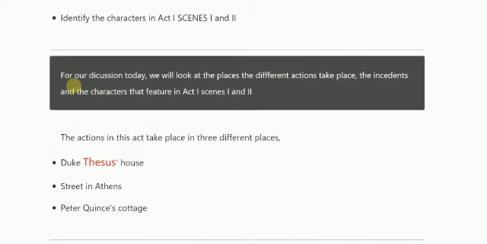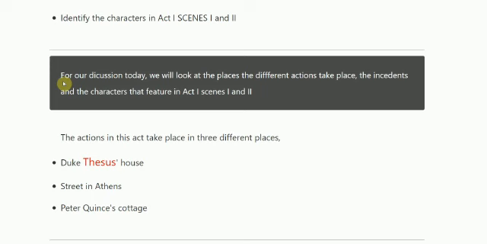Before we continue, let us have a reflection on our first lesson, which is the plot summary of A Midsummer Night's Dream. I hope you remember the story. I hope you also did your assignment. Remember, I had asked you to read Act 1, Scenes 1 and 2 for this particular lesson.